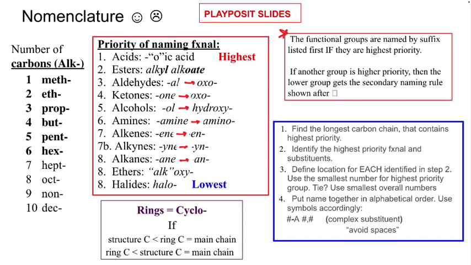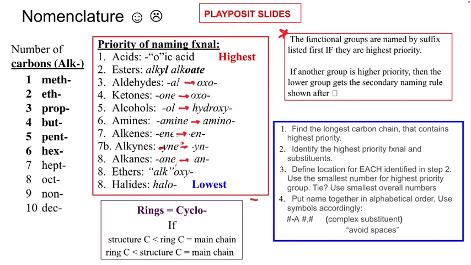Okay, this first red box, the functional groups are named by suffix, listed first if they are highest priority. So what that means is the first name in each of these would be the highest priority. So if we're saying that structure has the highest priority functional group of an alkyne, the ending of the name is YNE. How do we know it's an ending? That ending is because of that dash, the dash that kind of leads out in front.